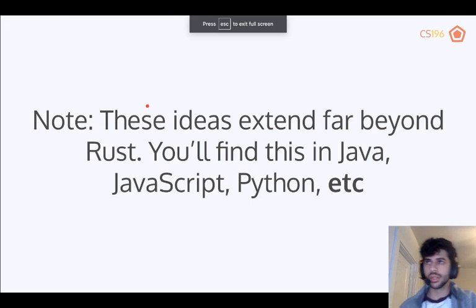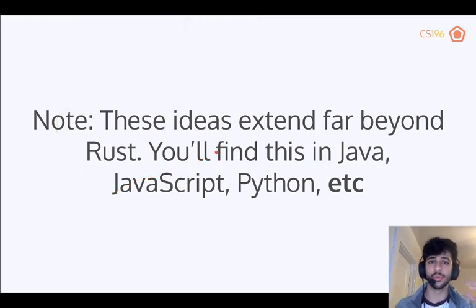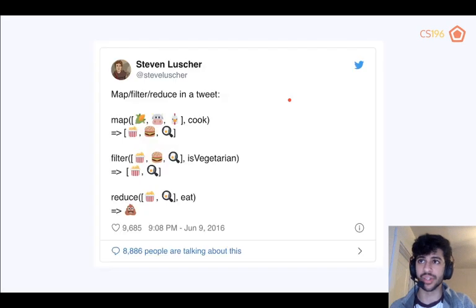Okay. So I cannot stress this enough. These ideas extend far beyond Rust. You'll find these functional concepts in Java, JavaScript, Python, etc. There are programming languages that are built entirely on the functional paradigm and restrict you to only the functional paradigm. You'll see the languages that are constricted to those paradigms in CS421, for example, with Haskell, OCaml, things like this. But again, these ideas extend far beyond the confines of Rust. With that, it is the end of the lecture.